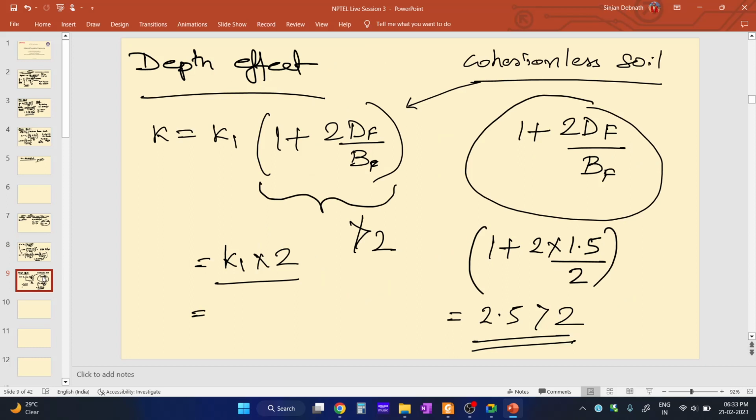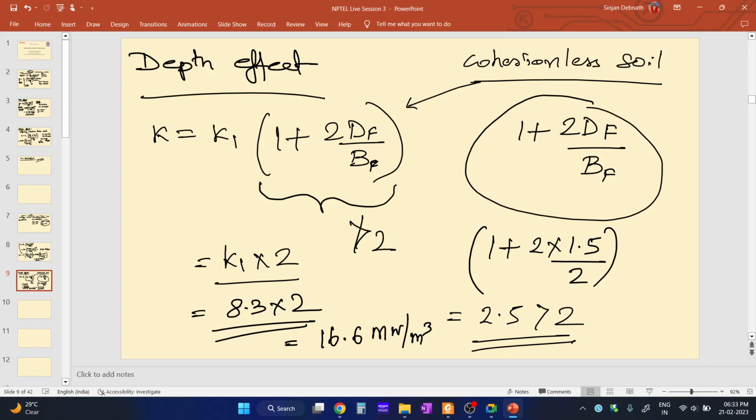So this one is 8.3 into 2. So 8.3 into 2 will be 16.6 meganewton per meter cube. So after incorporating the shape effect, size effect, and depth effect, the subgrade modulus comes out to be 16.6.